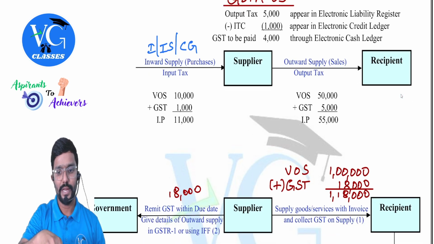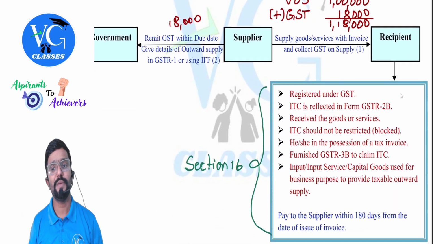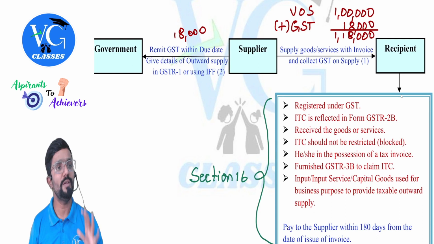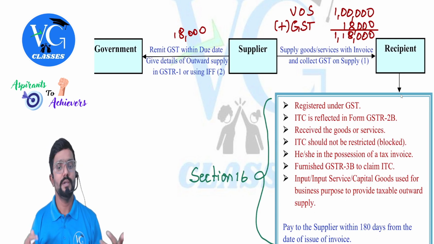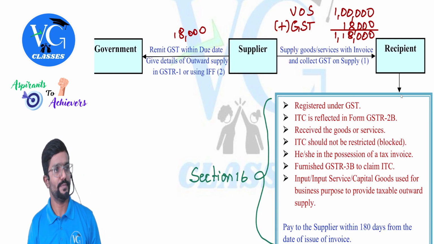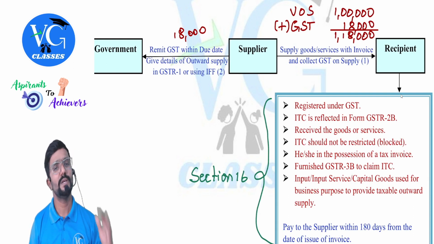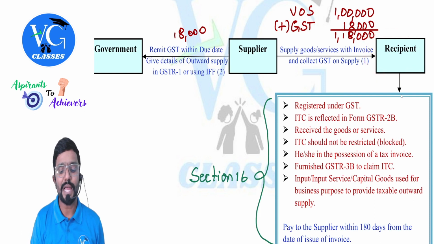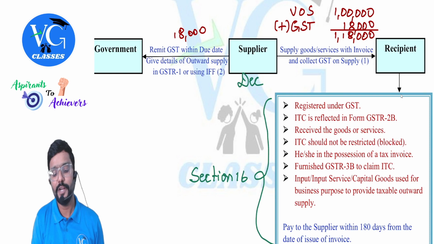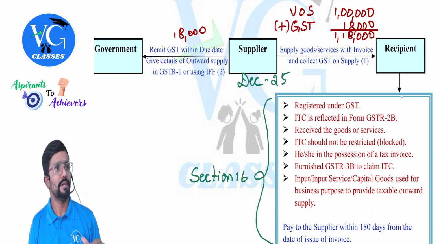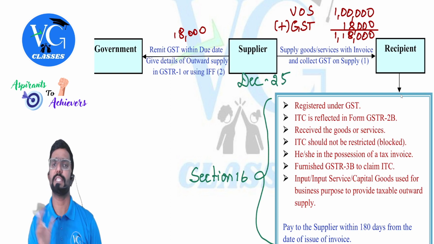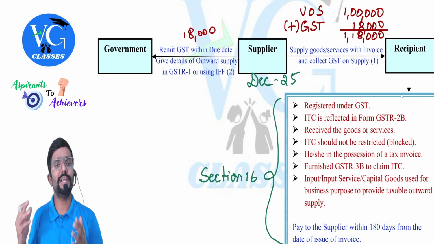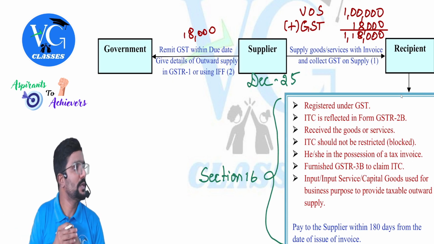Now, let me go with this. Recipient was supposed to pay totally how much to the supplier, people? 1,18,000. But supplier has made a credit sale. He has given 2 or 3 months time to the recipient. But assume time of supply is falling somewhere in December 2025, on any day of December. What is the due date to pay GST, guys? 20th of January. Till 20th of January, recipient has not paid to supplier.